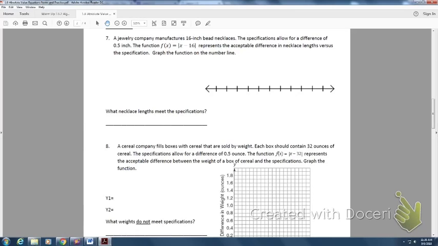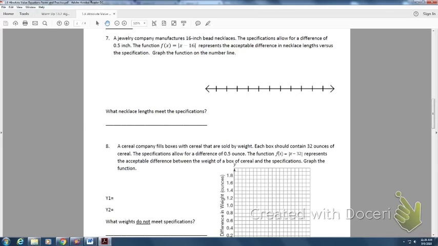Okay? And I'll kind of connect it back to the warm-up that we did at the beginning. It says, a jewelry company manufactures 16-inch bead necklaces. The specifications allow for a difference of 0.5 inches. The function f of x equals the absolute value of x minus 16 represents the acceptable difference in necklace lengths versus the specification. Graph the function on the number line. All that says is the ideal length of this necklace is 16 inches. They allow a half an inch error on either side.